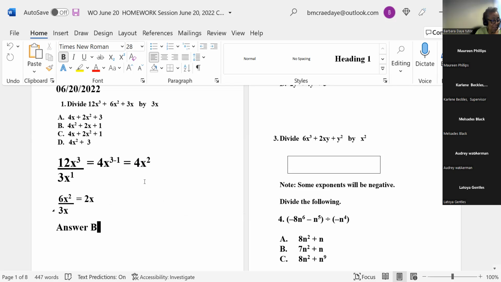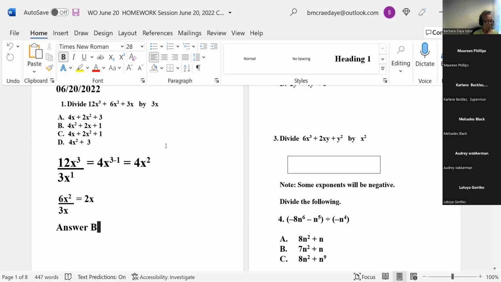But I'm saying at this point, you've got 4x to the second for the first term, 2x for the second term. I mean, you could keep going, but you don't have to, because if you look at your choices, B is the only one that has a 4x to the second and a 2x. Answer B. Now you could go to the 3x, and 3x divided by 3x is 1, right? And there's your 1.